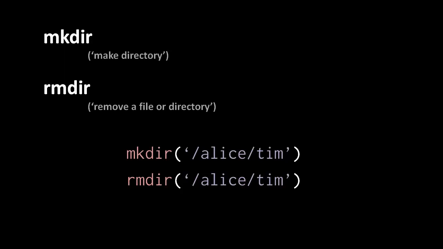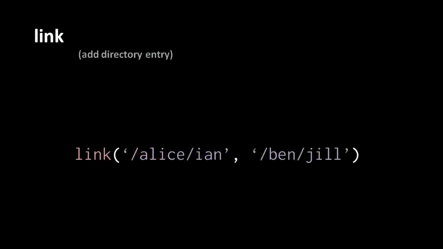Once a file has been created, we can then add it to other directories with the system call link. So here, for example, we're taking the existing file /alice/Ian, and we're adding that file as another entry in the directory /ben, giving it the name Jill. So now we have this single file with this one inode that is found with the name Ian in the directory Alice, but also found with the name Jill in the directory Ben.